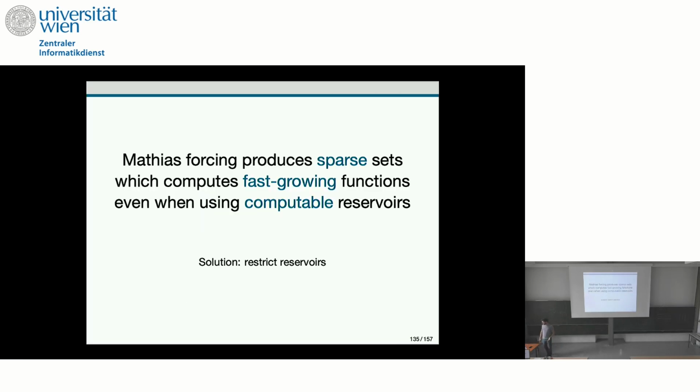So really, Mathias forcing is not very good at higher levels because it produces sparse sets if you are sufficiently generic, and sparse sets, thanks to the principal function, compute fast-growing functions, and so you have too much computational power. So the idea is we must be a bit more careful and restrict the reservoirs.